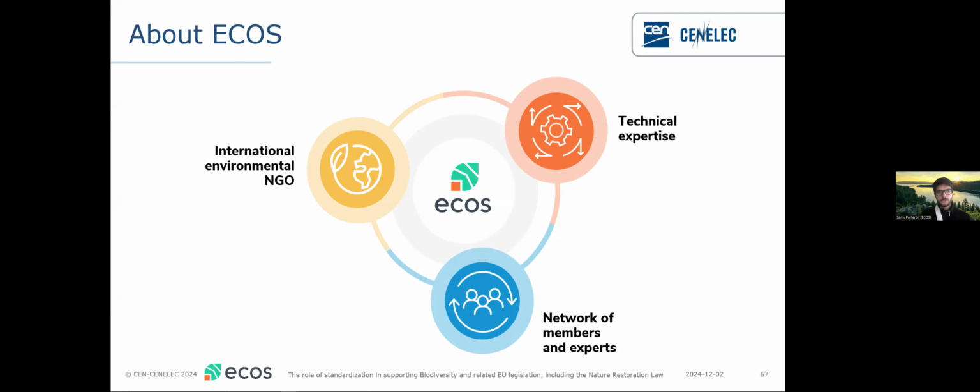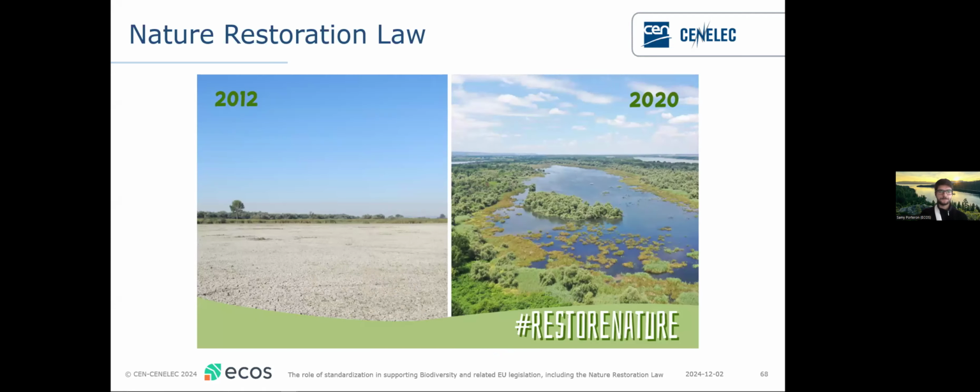We are a network organization, meaning we have members, about 55, which are other environmental NGOs active at national level or lower, or also at the EU level. And we also work directly with experts that support our work. So we're here today to discuss the nature restoration law and the role of standards.